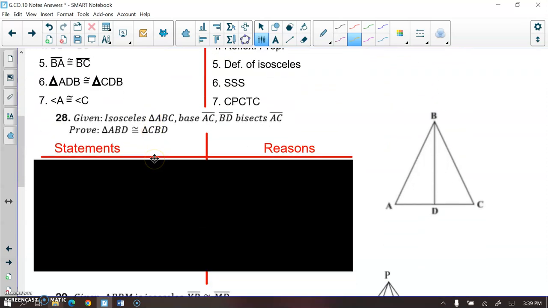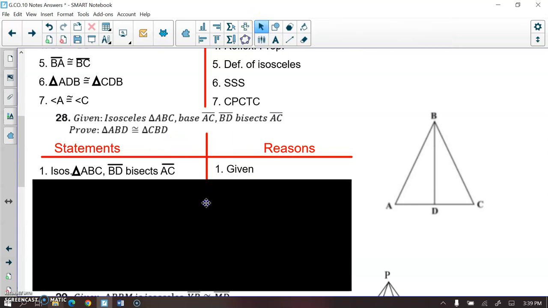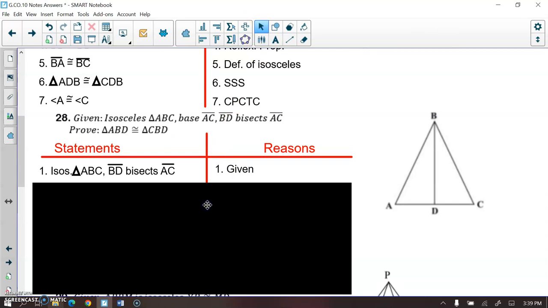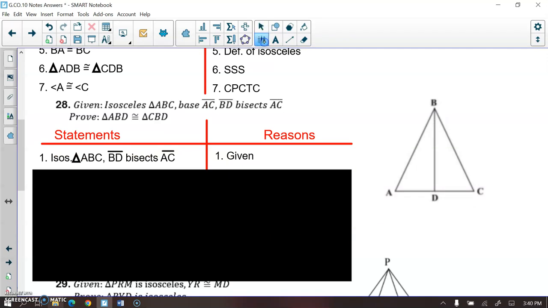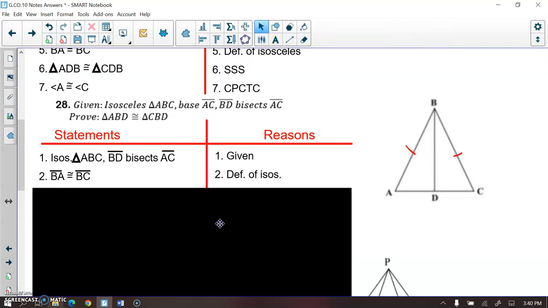Now the next proof, it doesn't give us any guidelines as to what we can or cannot use in our proof. So we can use anything in our proof to prove these two triangles congruent. We are given isosceles triangle ABC, and we're given that BD bisects AC. So there's multiple ways to go about this proof as well. What I did was I used that I know that ABC is isosceles. I said AB and BC were congruent. That's the definition of isosceles.